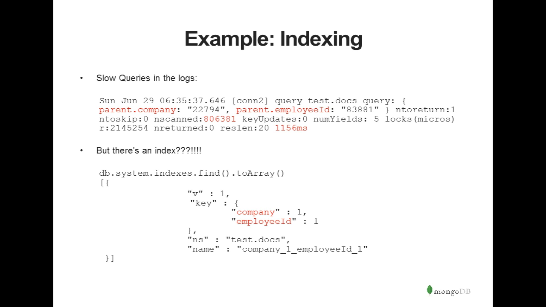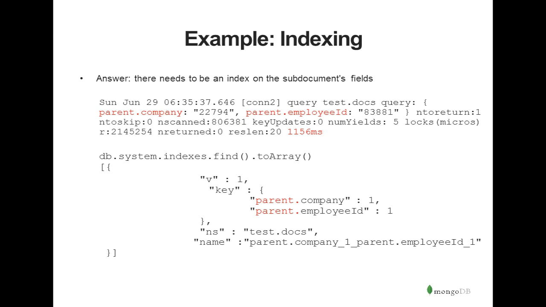So the puzzling thing here is that when you find all the indexes, you see there's an index there. So you're scratching your head like, I don't understand, why is that so non-performant when there's an index there? So if you look closely, there's actually an error in this index. I'm searching for a subdocument, parent.company. So there's a company field in a subdocument called parent. Likewise for employee ID.